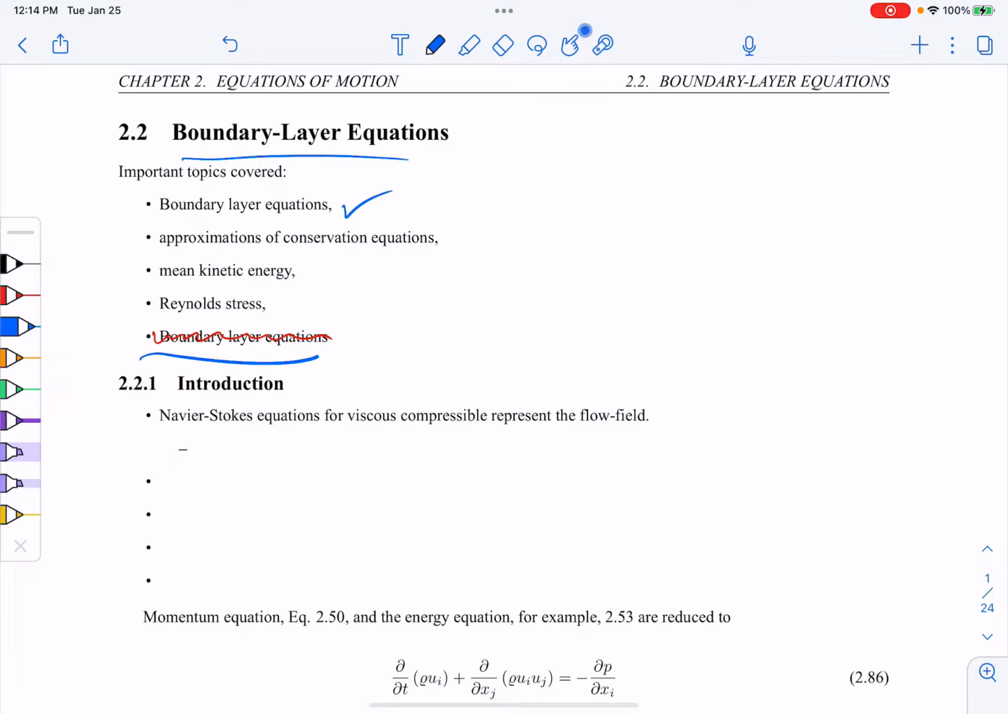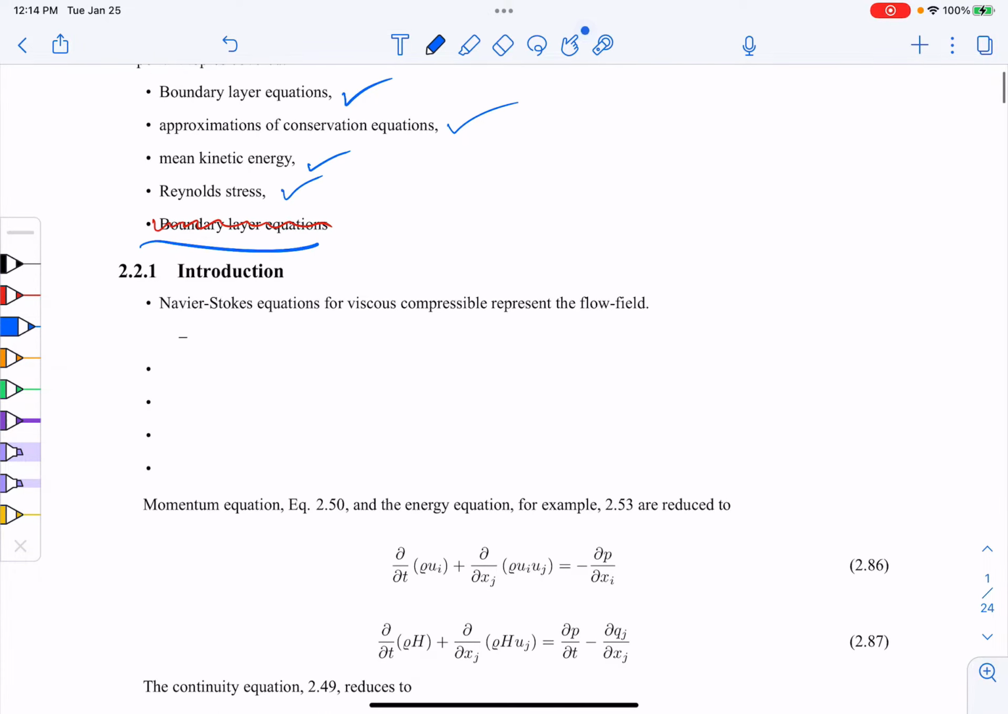So we're going to try and formulate the boundary layer equations and approximate them by observing some physical trends in turbulent boundary layers. And then we'll try and recover the mean kinetic energy and Reynolds stress equations, which are of K and Reynolds stress for boundary layer flows. So that's our objectives. And as you know, the Navier-Stokes equations for viscous compressible flows are going to represent the flow field, right? The velocities, pressures, temperatures, densities, enthalpies, etc. So that's our assumption. So you know it's a continuum.